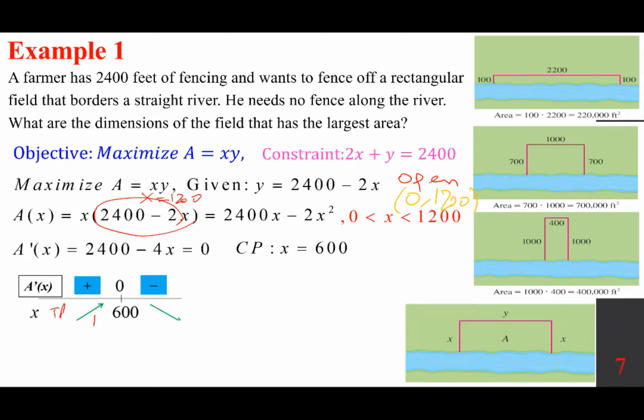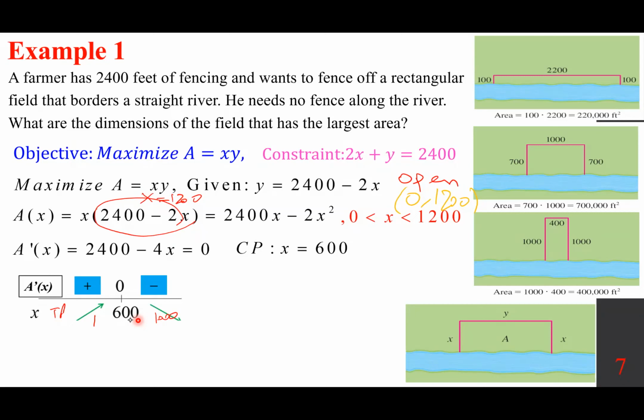Now, for testing, you can even use 0, although 0 is not in the domain. So you can use 1. And to the right of it, let's say, I don't know, 1000. So those are TPs. If you plug in 1 or even 0 into f prime, it makes it positive. And if you plug in 1000, 2400 minus 4000 makes it negative. So increasing, decreasing, that proves we have a local max at 600.